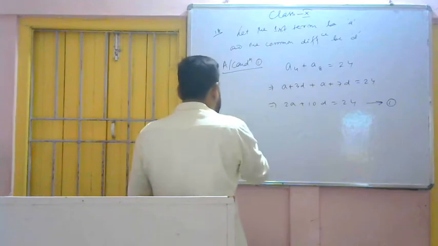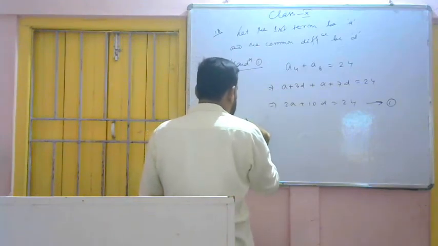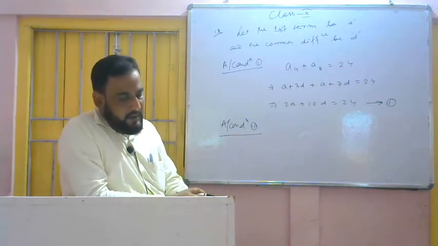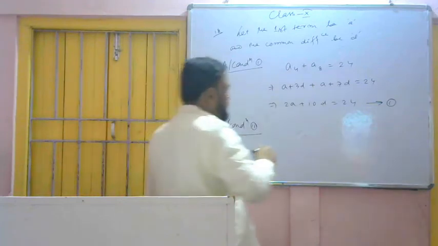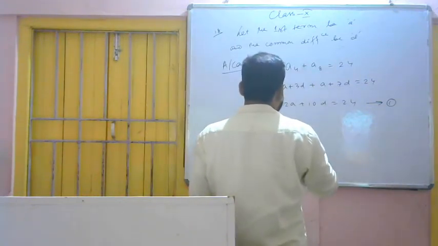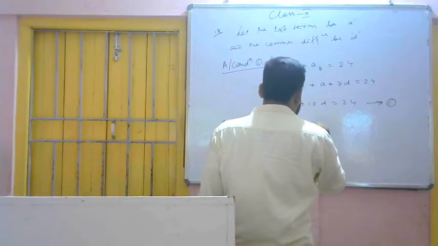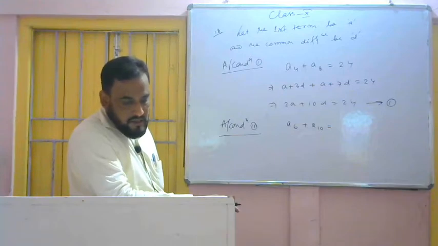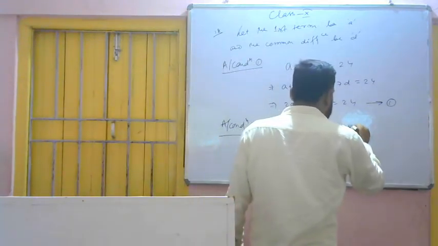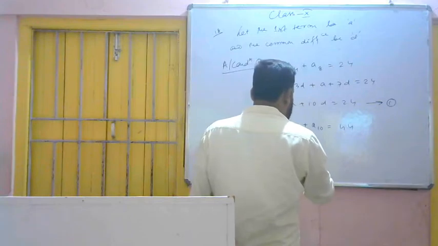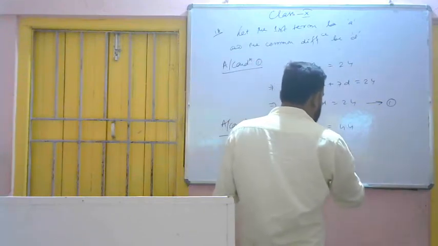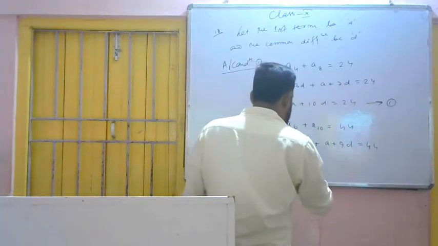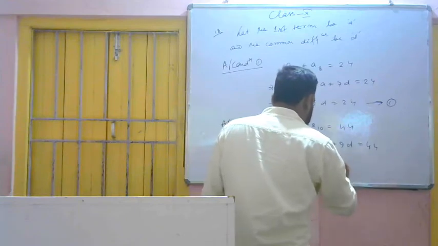According to condition 2, sixth term and 10th term, A6 plus A10 is equal to how much? 44. Implies A plus 5D plus A plus 9D is equal to 44. Implies 2A plus 14D is equal to 44.